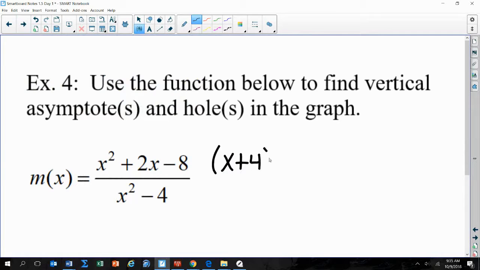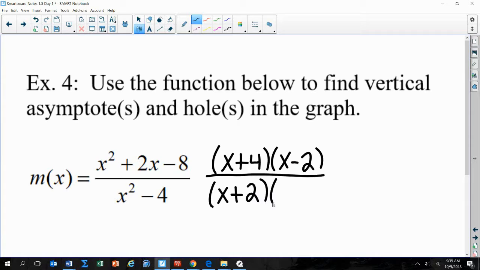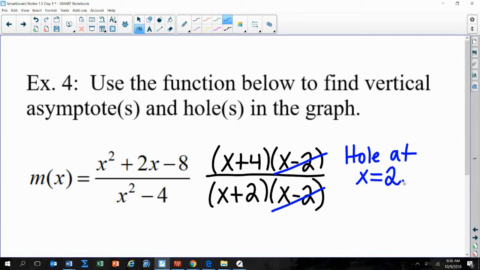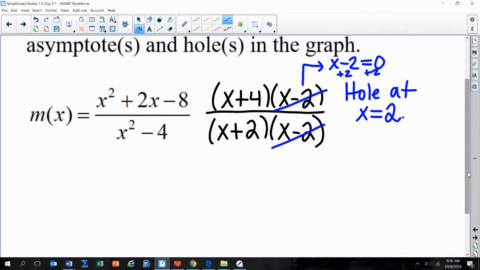Take this, your x plus 4 times x minus 2 over, this is the difference of two squares, a plus b, a minus b. Oh, hey, looky there. The x minus 2's cancel. Let's go. So, Jack, where's my hole? Yeah, I have a hole at x equals 2. Okay. You're good, yeah, absolutely. I have a hole at x equals 2, and if you're not sure about how I got that, it's just because I'm taking the factor and setting it equal to 0 and solving. Right, add 2 to both sides, we get x equals 2. Okay, where is my vertical asymptote? Val, where's my vertical asymptote going to be?